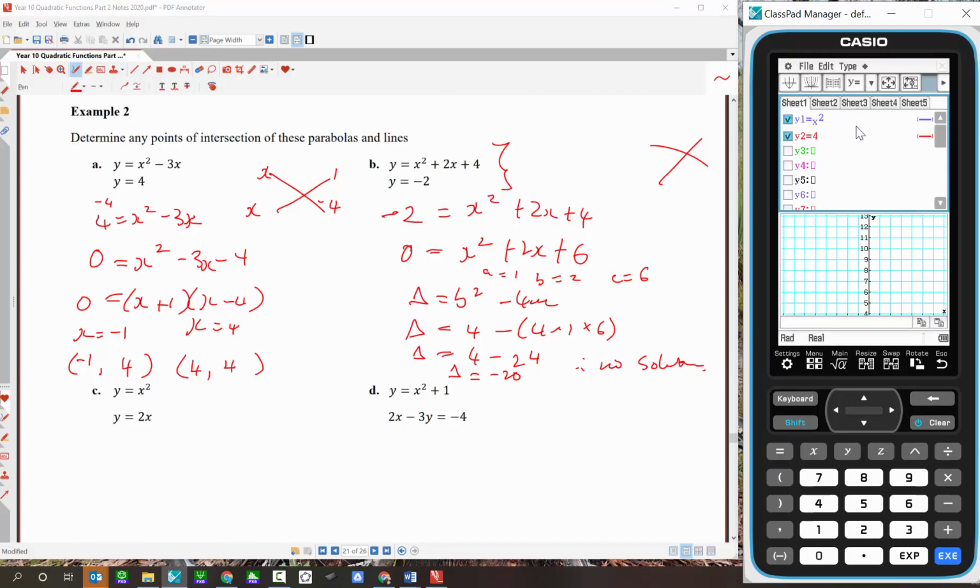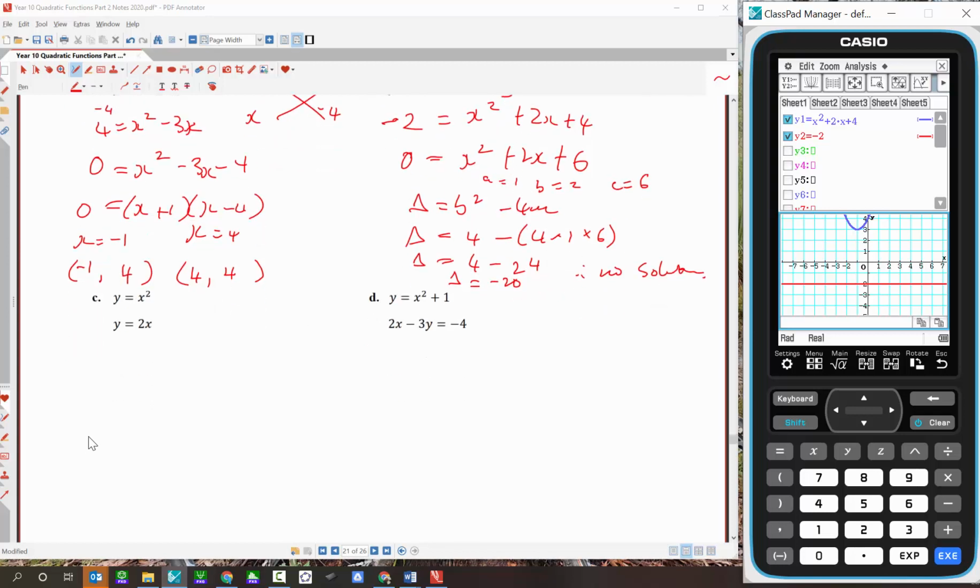So we got x squared plus 2x plus 4, and I want to know when the line y equals negative 2 hits it. I'm afraid, whoops, I forgot to graph it. It's clear that it doesn't hit it. There's the line y equals negative 2. There is the parabola. The question we're asking is, when does this line hit this parabola? The answer is never. How do I know? Because the discriminant check was less than 0.